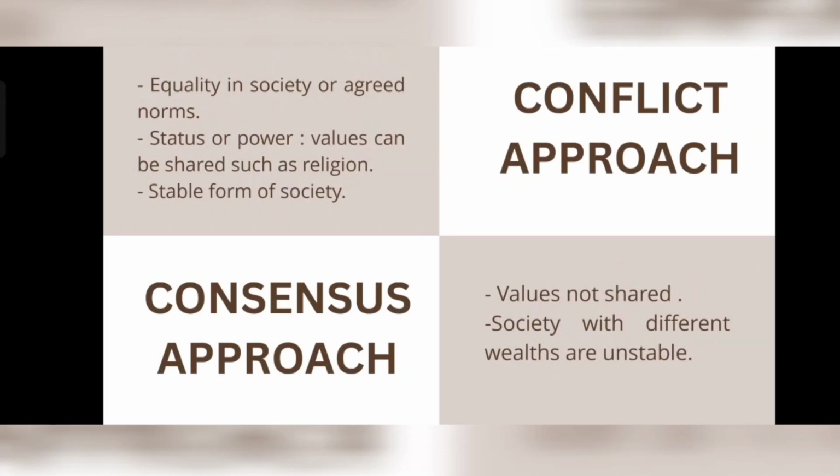So if we are following a conflict approach, we are saying that there are different or unstable wealth systems, and an unstable situation of power. The upper class is becoming richer and richer, and the lower class is becoming poorer and poorer. So I hope that the consensus and conflict approach is clear in your minds.